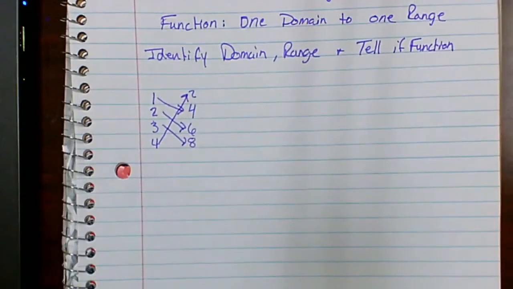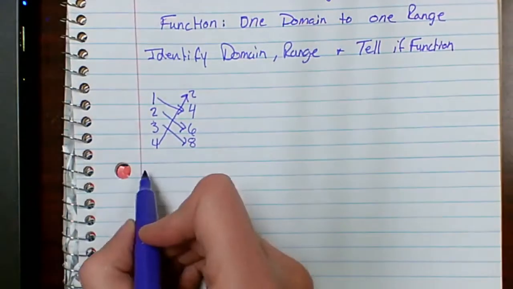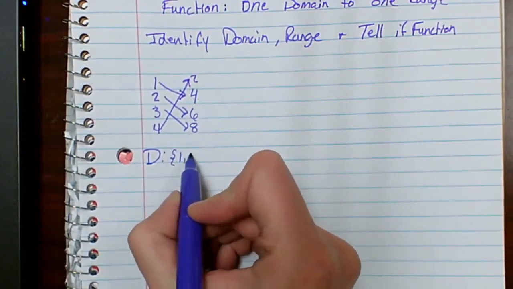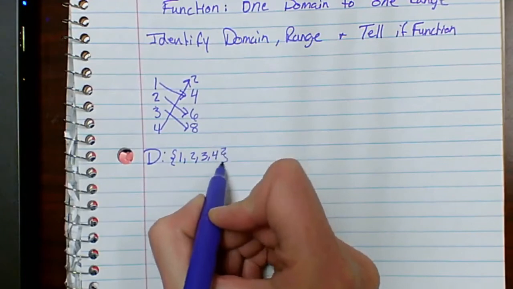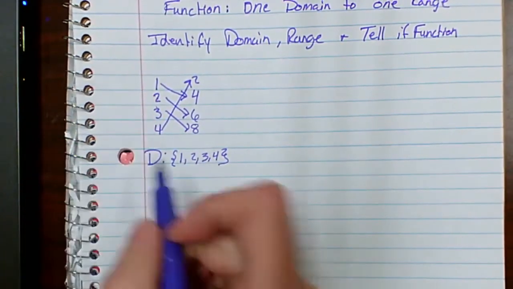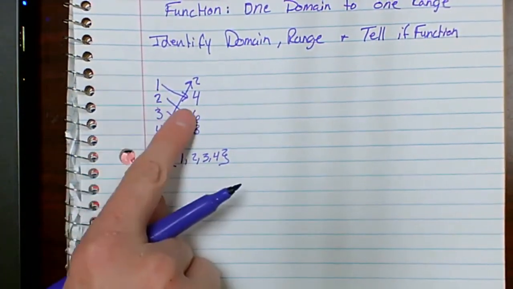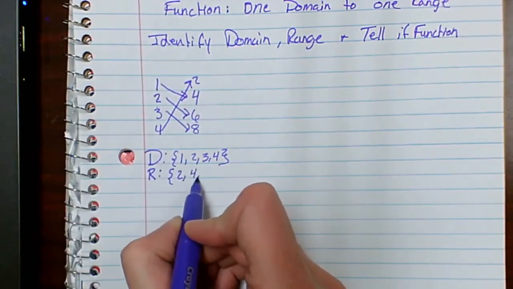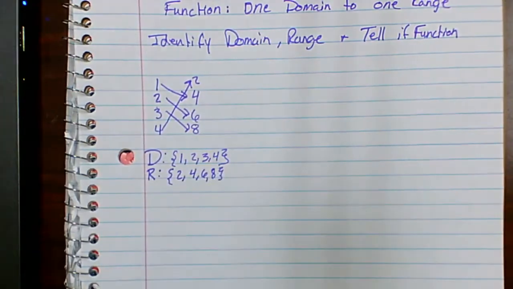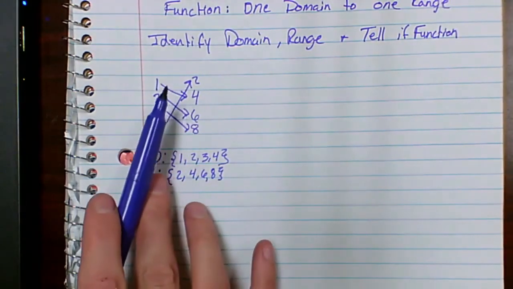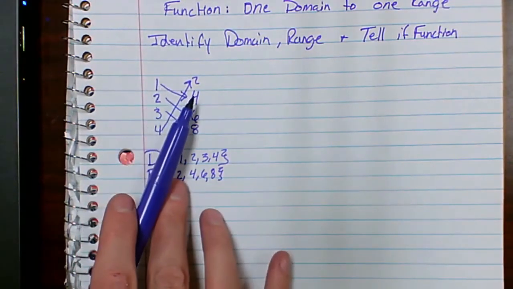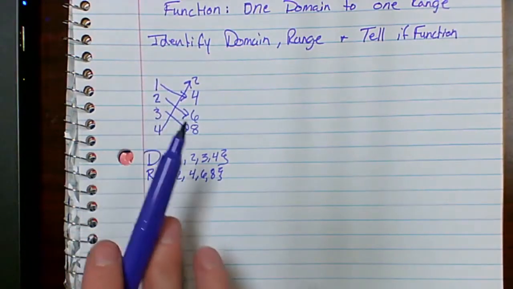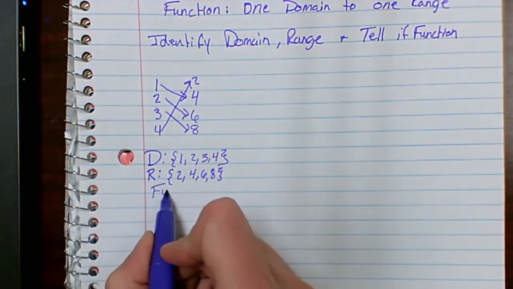Okay, so our map shows this. Our domain, which I write as domain colon, is 1, 2, 3, 4. So this side, that's our input. Our output, our range, which is where our domain is going to, is 2, 4, 6, and 8. And as you can see, 1 is going to 4, 2 is going to 6, 3 is going to 8, 4 is going to 2. So each one of our domains is going to one range. So this is a function.